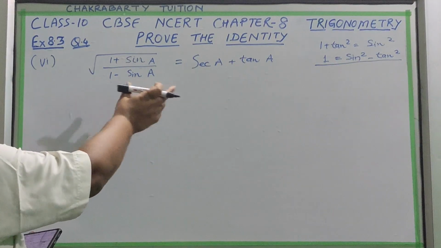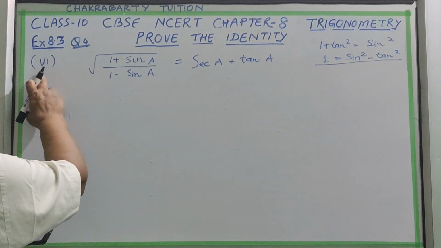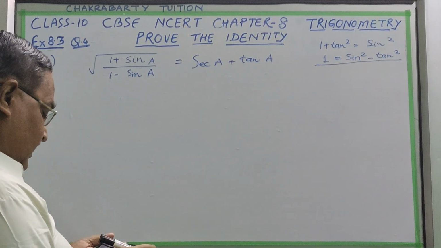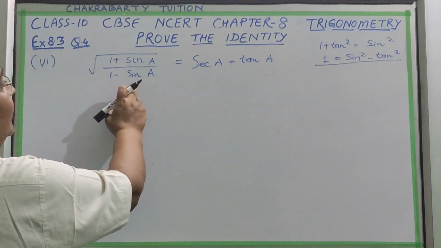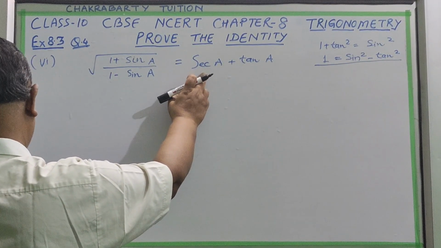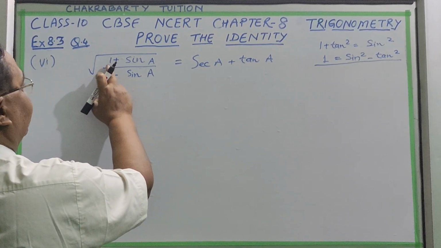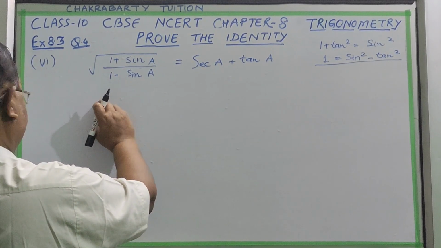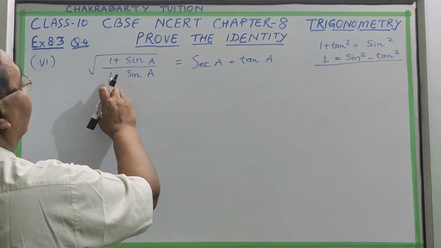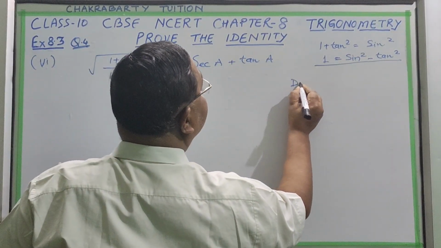Today, in continuation of our previous video, we are starting with question 4, sub question 6. Here you have to prove the identity. To go to sec, we have to divide by cos. So we will divide everything by cos.